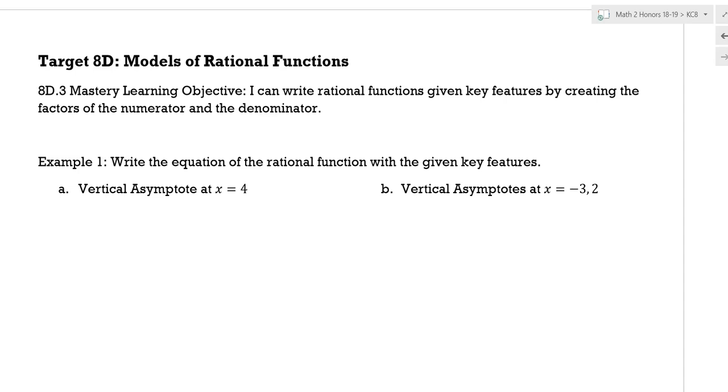All right, we are now looking at Target 8D, models of rational functions. So our 8D.3 mastery learning objective: I can write rational functions given key features by creating the factors of the numerator and the denominator, okay? So now really what we're doing is the opposite of what we did yesterday.